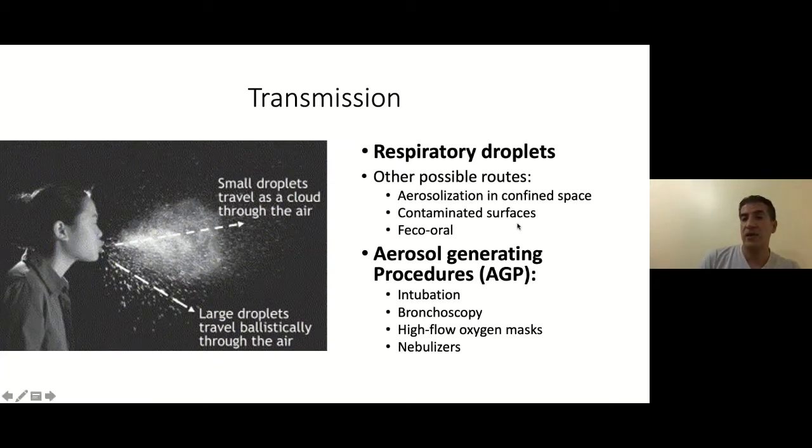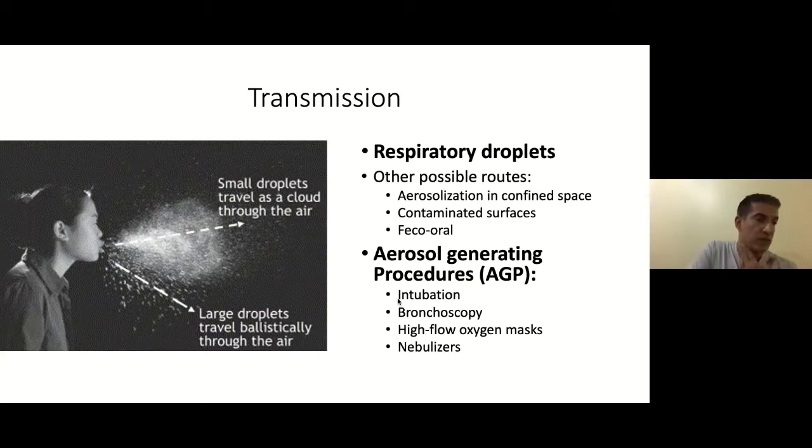Other possible routes, of course, are contaminated surfaces; fecal-oral has been mentioned, and there has been confusion about aerosolization, which is the airborne route of transmission. It's not yet confirmed, but it's definitely a way of transmission under special circumstances, like when you are performing an AGP, aerosol generating procedure, like intubation, bronchoscopy, etc. In this condition, you should take extra precautions.